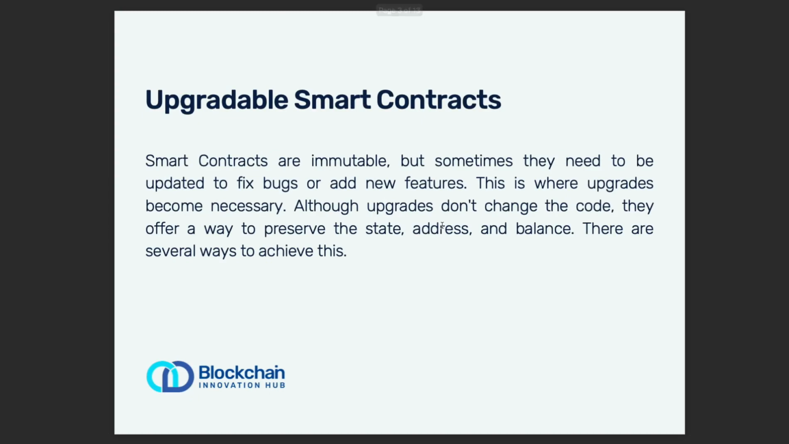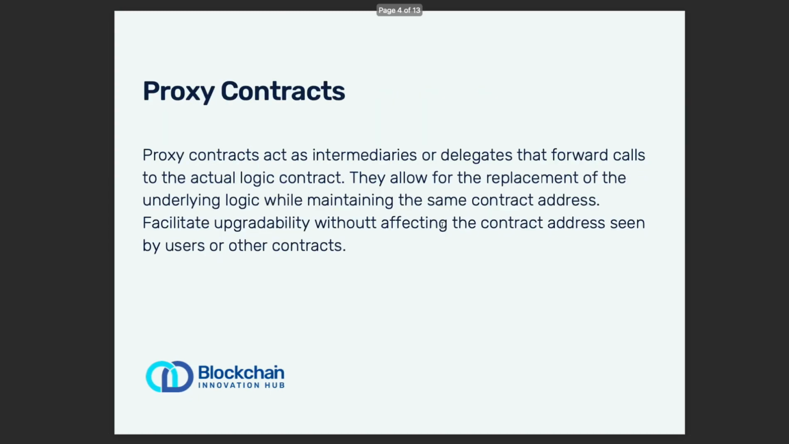Now, how does upgradable smart contract work? There's the proxy contracts, right? So what they do is they act as intermediaries or delegates that forward calls to the actual logic contract. Now, those of us coming from the Web 2 background, I'm sure we might have heard of a proxy server or even playing around with your phone. I'm sure you'd have seen something like proxy or so.